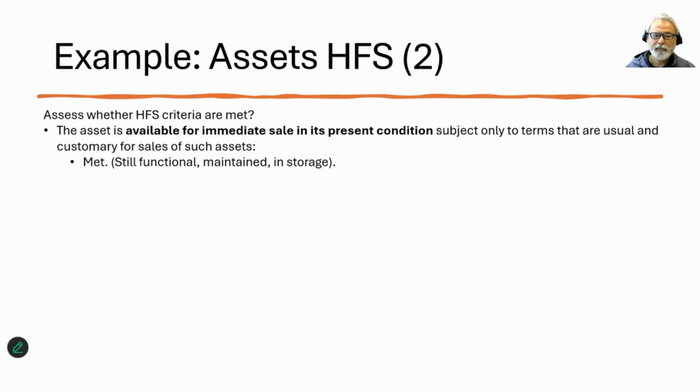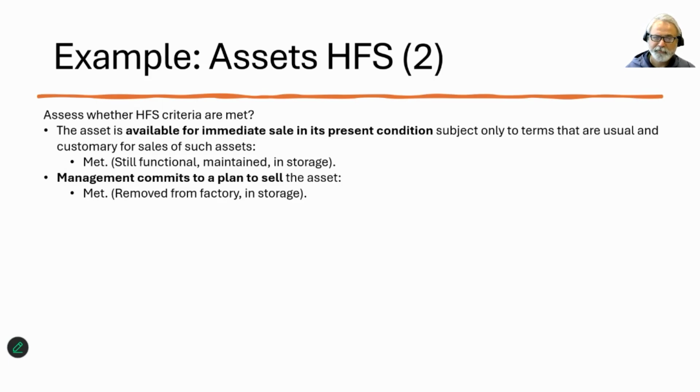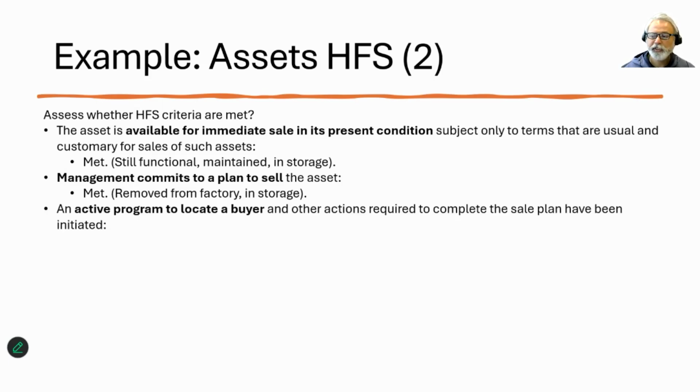In addition, the asset must be expected to be sold within 1 year. And that comes with 5 other factors. So management must have committed to the plan to sell the asset. That's met. The asset has been removed from the factory. It's in storage. An active program to locate a buyer and other actions required to complete the sale plan have been initiated. This is met as well. The asset is being advertised on industry platforms.